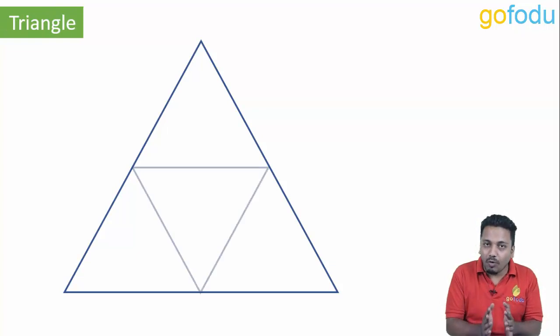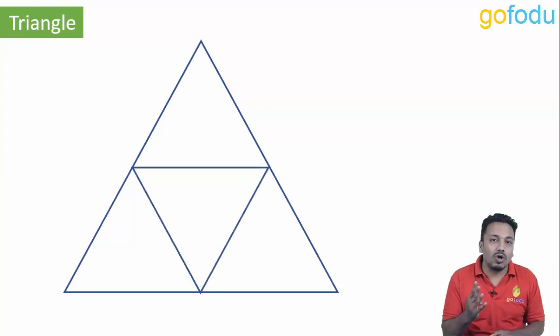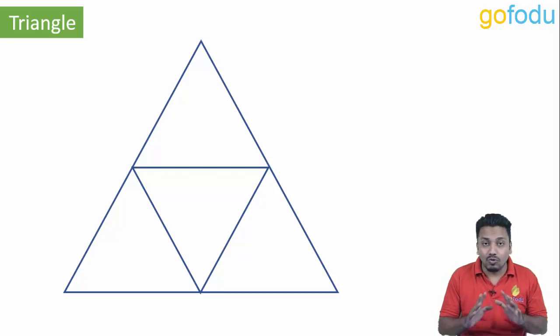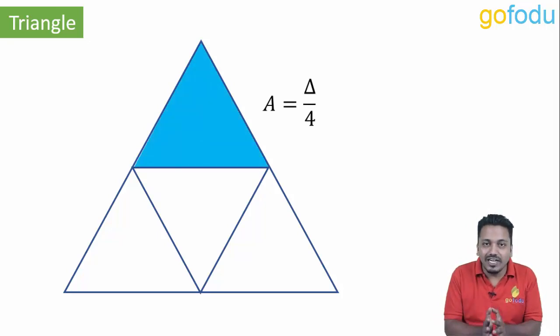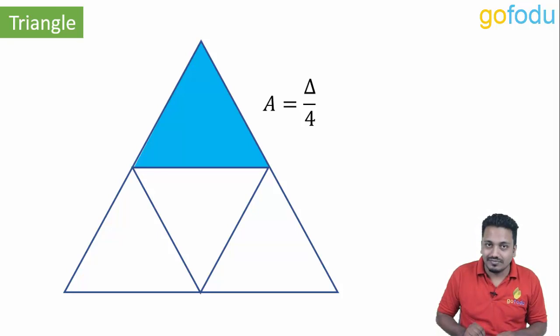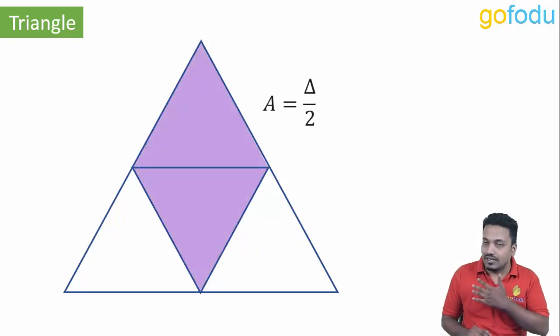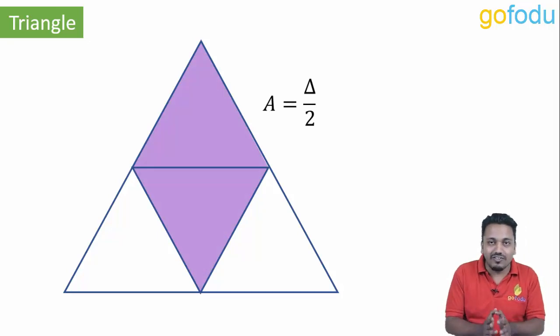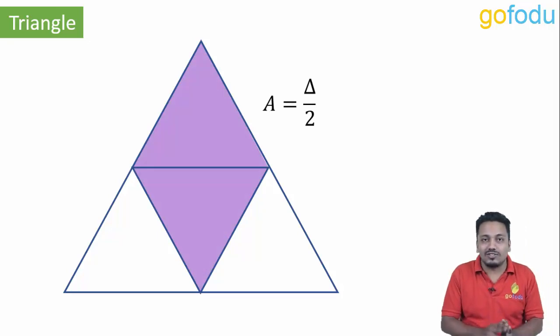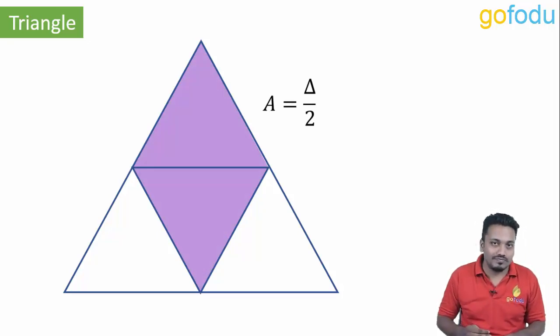If we join the midpoints of sides, then what we get is 4 smaller equilateral triangles congruent to each other. If the area of smaller triangle is to be calculated, then we can simply divide the area of bigger triangle by 4. Now area of this figure is half of the bigger triangle as it covers 2 smaller triangles out of 4.